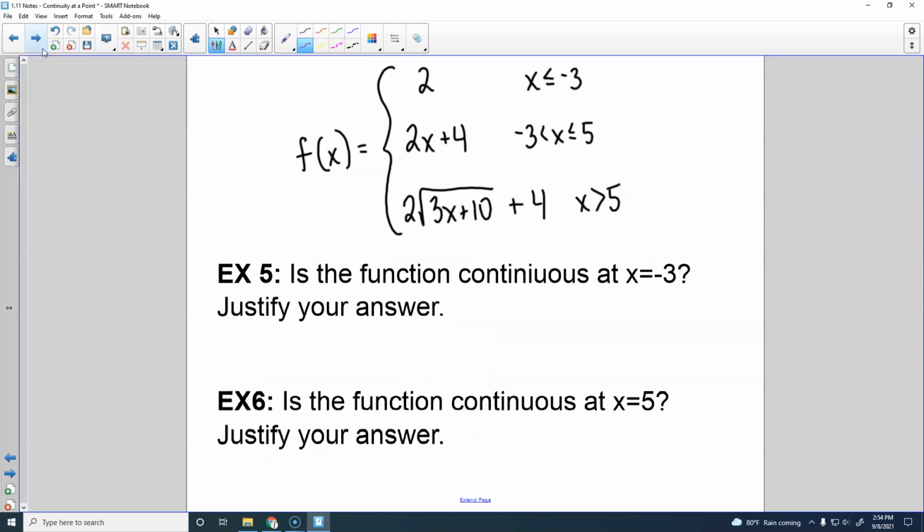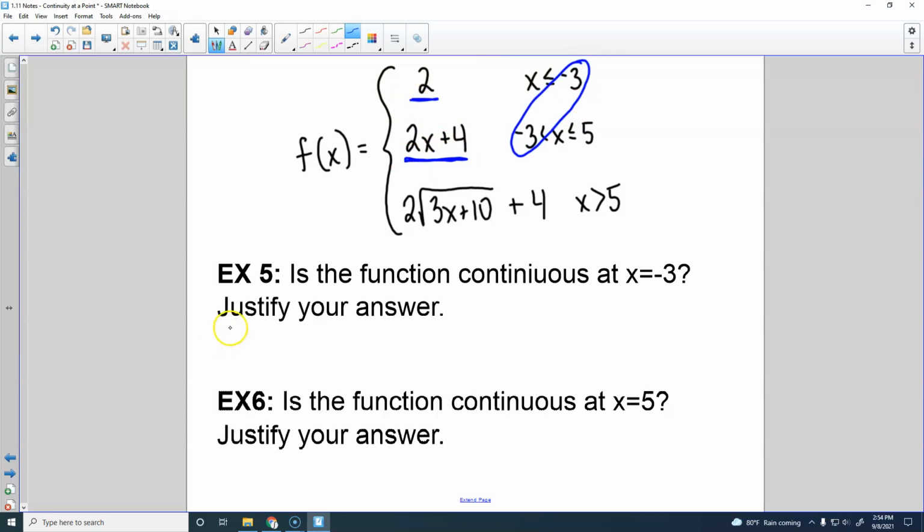All right, let's look at another one. So we have another piecewise function here. And we need to find out, for example, 5, whether or not this function is continuous at -3. And 6 asks us about 5. So this has 3 pieces that are put together. At -3, we're looking at the first 2 functions.